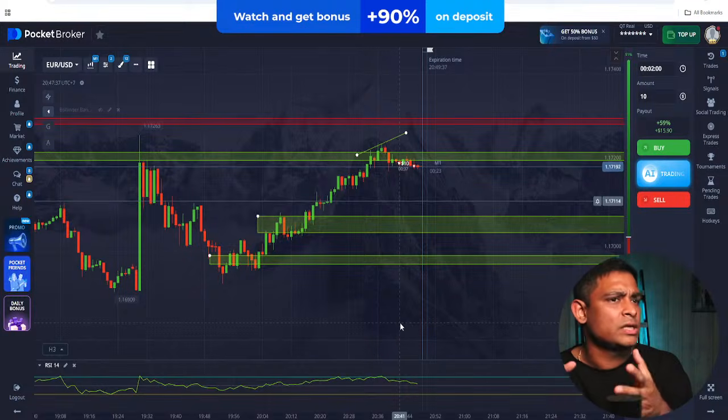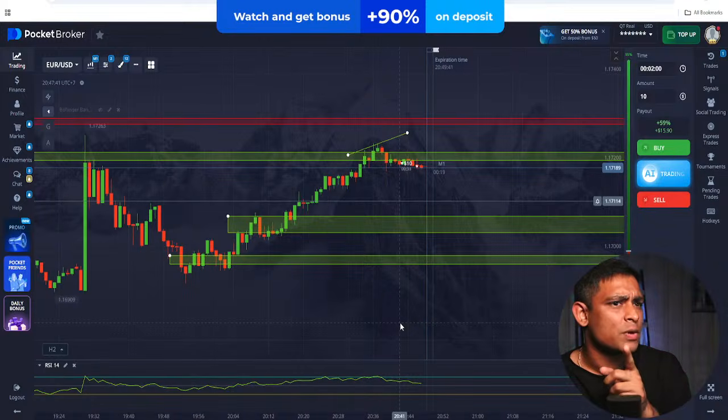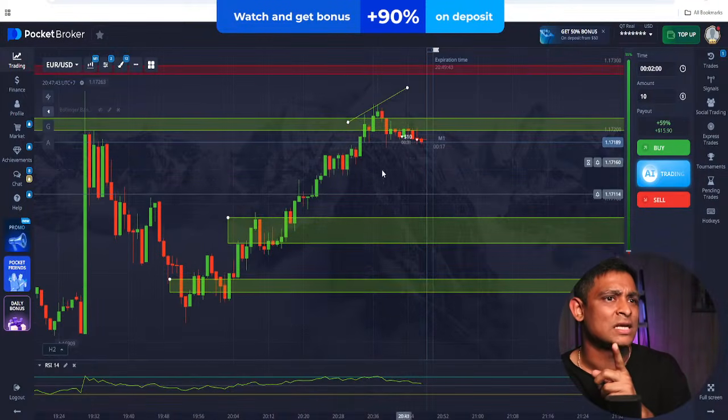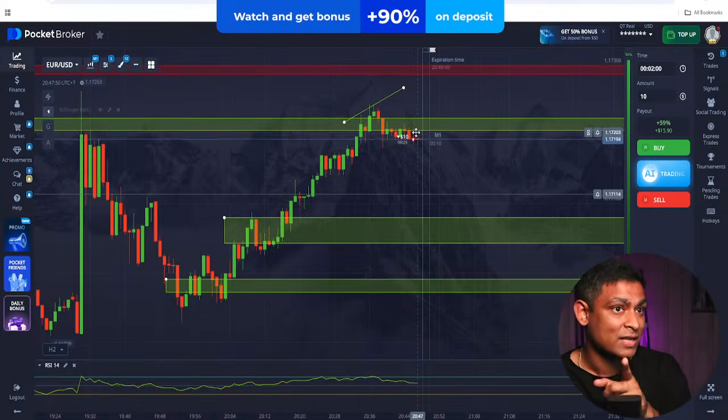The probability is always 50-50. The market is tremendously volatile at this point in time. As we can see, we have had a very big rejection.